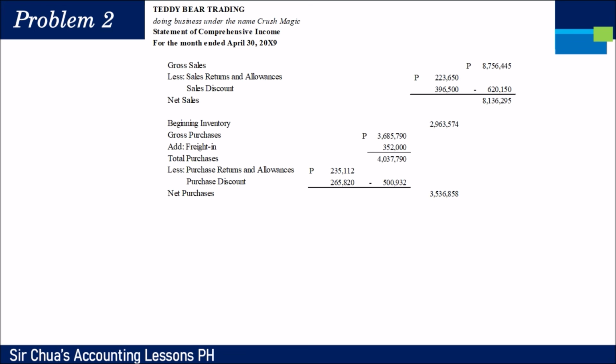ma-minus lang natin yung purchase returns and allowances and purchase discounts for net purchases of 3,536,858. Remember, beginning inventory plus net purchases is cost of goods available for sale, 6,500,432, less ending inventory, 2,887,650. Saan po nakuha yung amount na yan? Remember na yung beginning inventory, binigay ko magkano yung decrease. So, i-effect mo yung decrease na 75,000 plus. Yan yung kalalabasan.